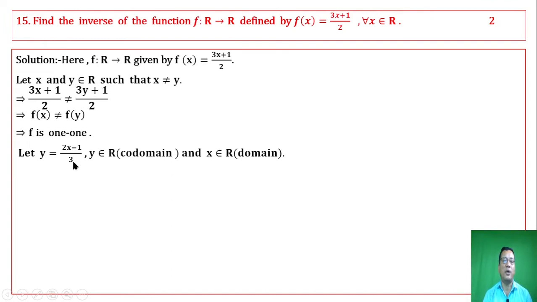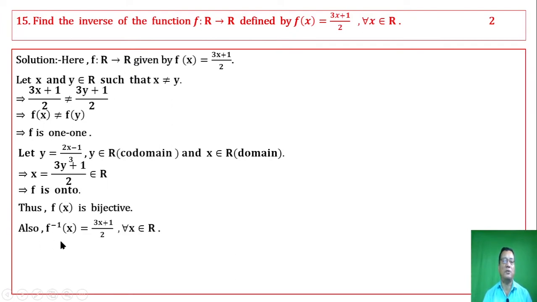Let y equal to (2x minus 1) by 3, y belongs to R. This y should be in the codomain and x should be in the domain. Then solve for x. We have the range, which is always R. f is onto. Thus f of x is bijective. For the inverse, replace x by f inverse of x, and since y is in x, we have this, which is the inverse of the given function.